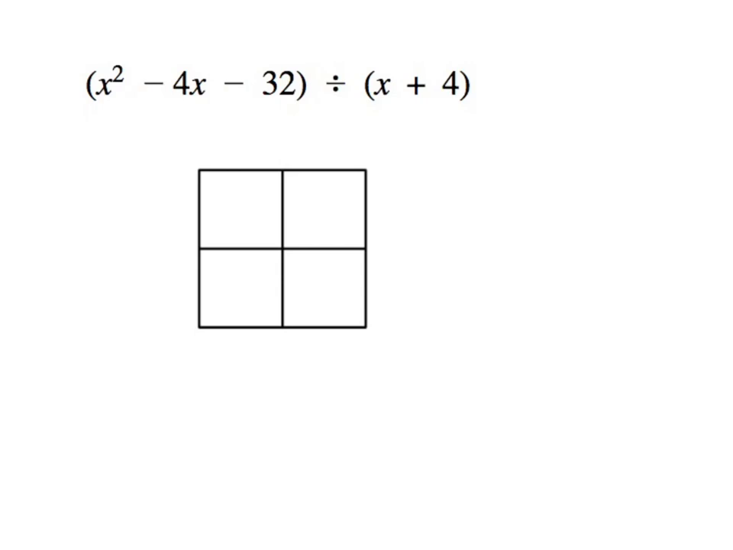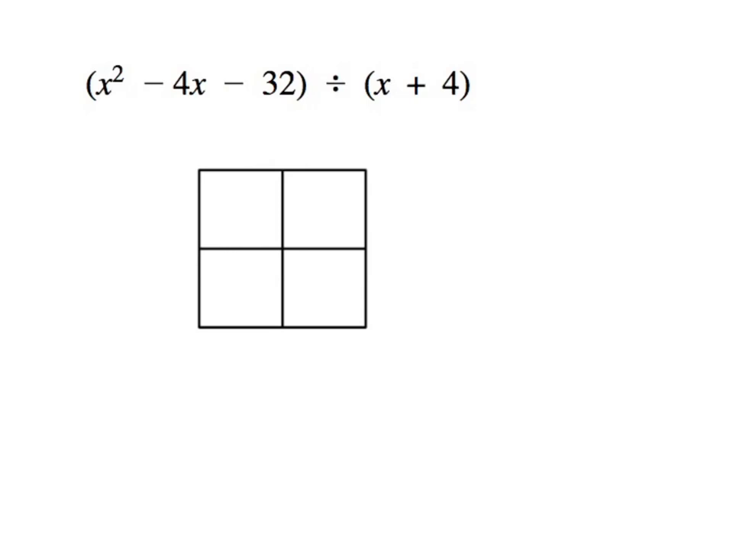I've been asked to divide this trinomial by a binomial, and I'm going to use the area model to do it. The biggest thing I have to keep in mind is they've given me the divisor. Normally when we use the area model, we're factoring, and we always come up with the two factors. But when they've given us a divisor, we don't know that this is a factor. In fact, most of the time it's not. And so we're probably going to end up with a remainder, and we'll check for that at the end of this.